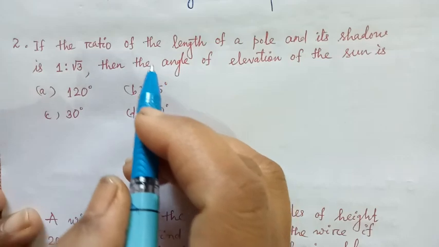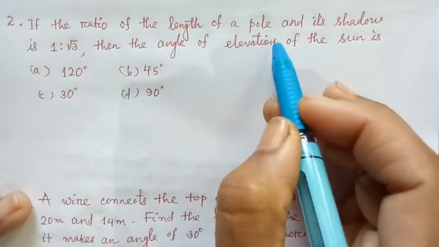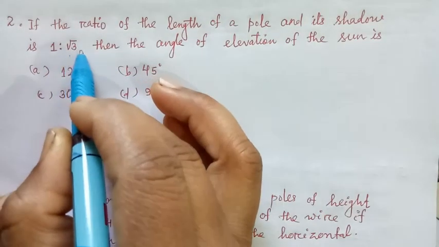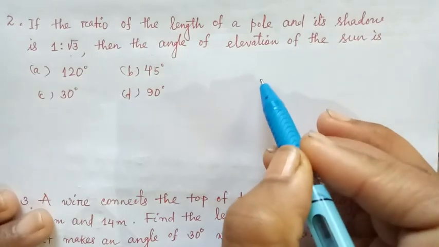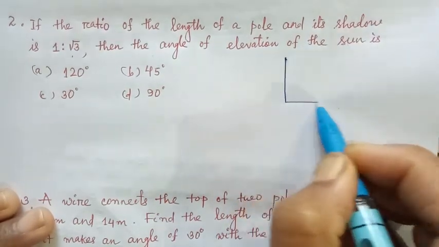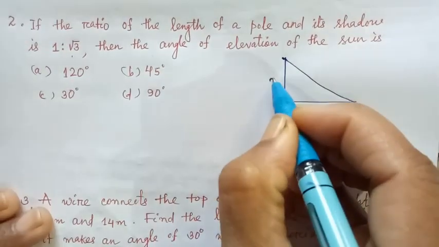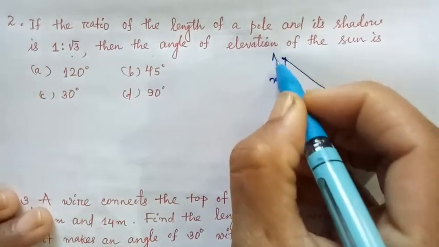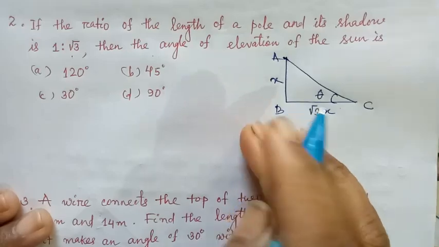Next, question number 2. If the ratio of the length of a pole and its shadow is 1:√3, then the angle of elevation of the sun is? Suppose this is a pole and its shadow, the ratio given is 1:√3. Suppose the pole is X, then its shadow will be √3 of X. Name them A, B, C. We have to find out theta.